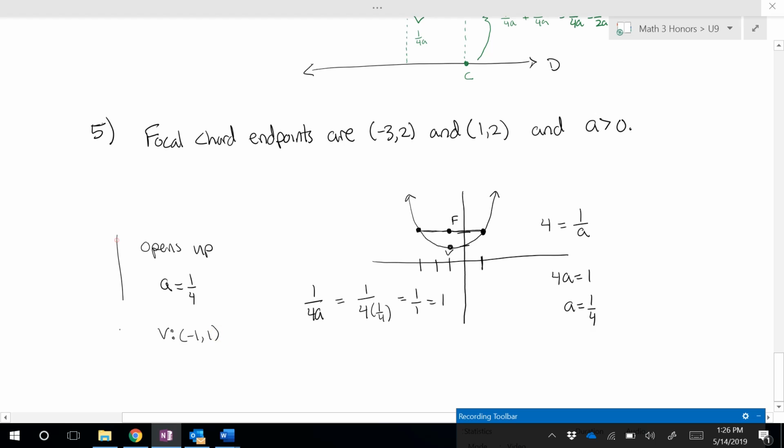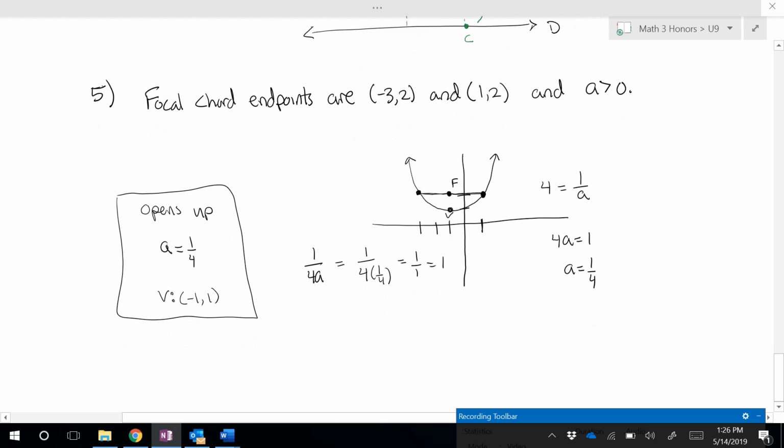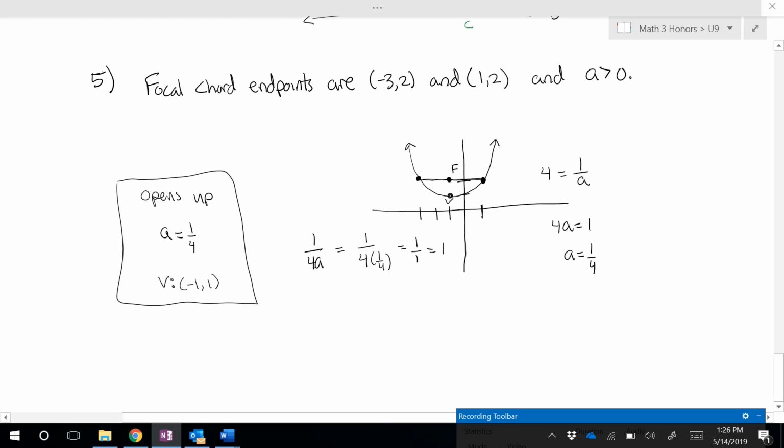So once you have those three things, stop working with your graph and write your equation. So it opens up. So is it x equals or is it y equals? y equals. Should a be positive or negative? And then x, what happens now? Plus 1, we're taking the opposite of my x value, squared, plus 1, have my equation, we're done.